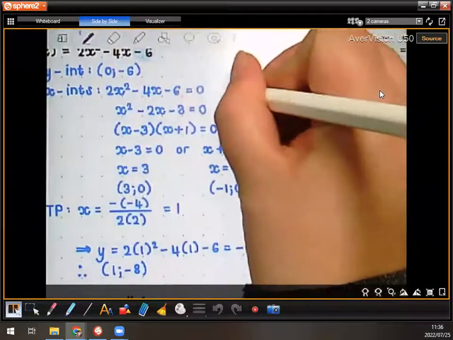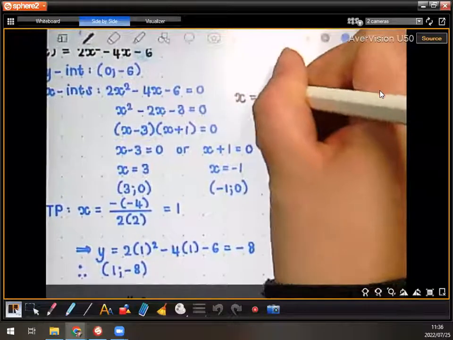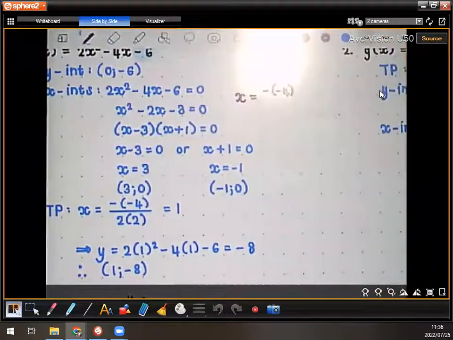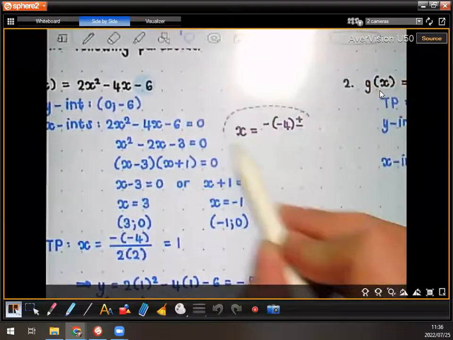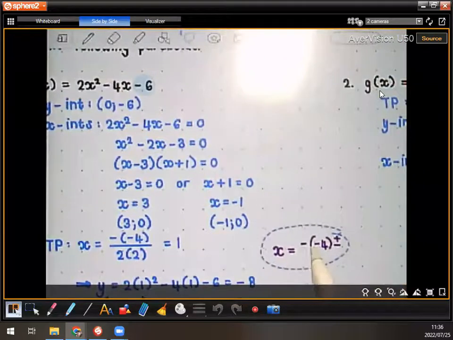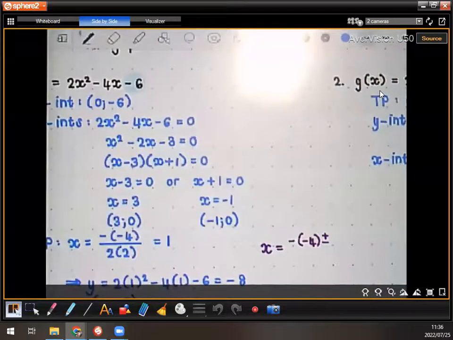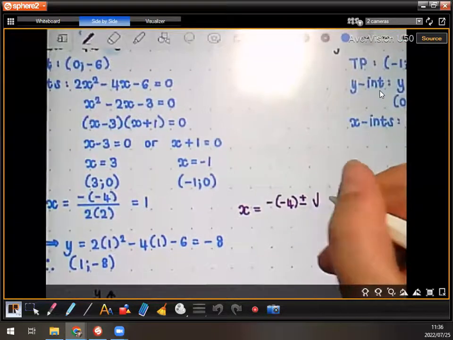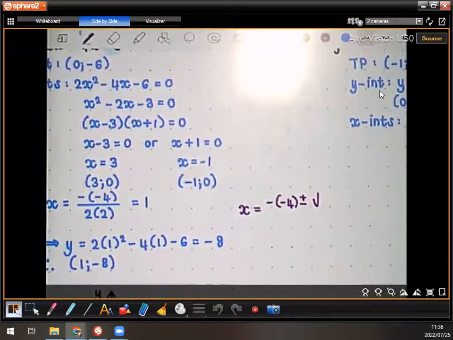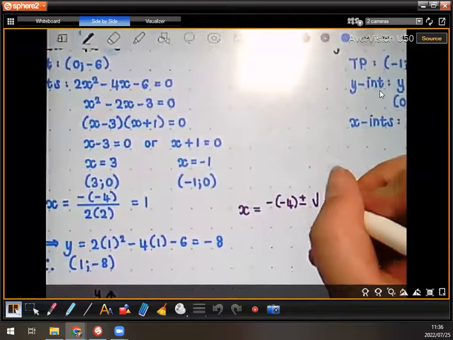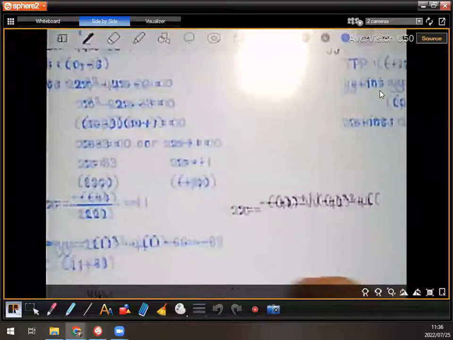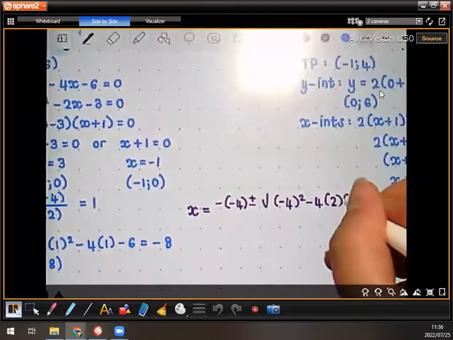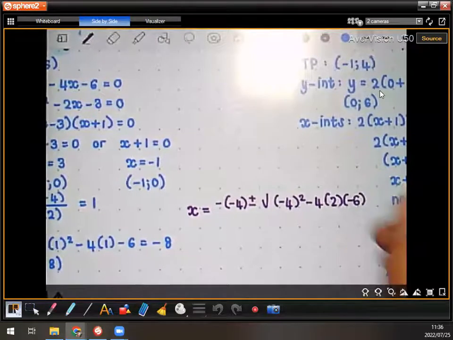From this line, you could have said x is equal to -b, right? So -(-4). Plus or minus, sorry, let me just move it to the spot where I have a bit more space. The square root of, can we remember the quadratic formula? What goes in the square root? b squared minus 4ac, right? So it's (-4) squared minus 4 times 2 times c, which was -6.